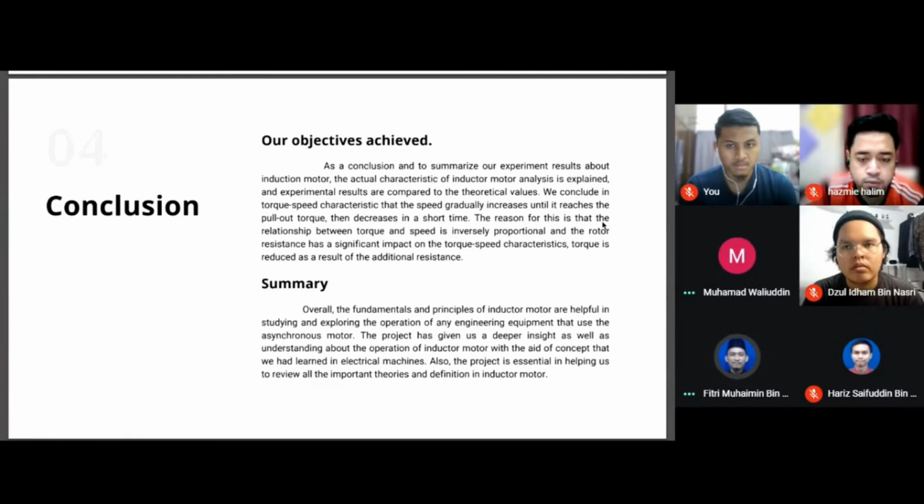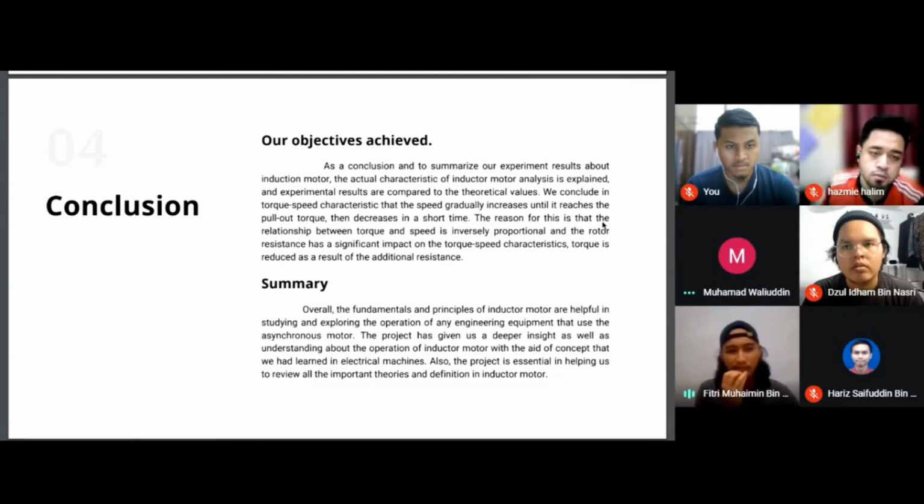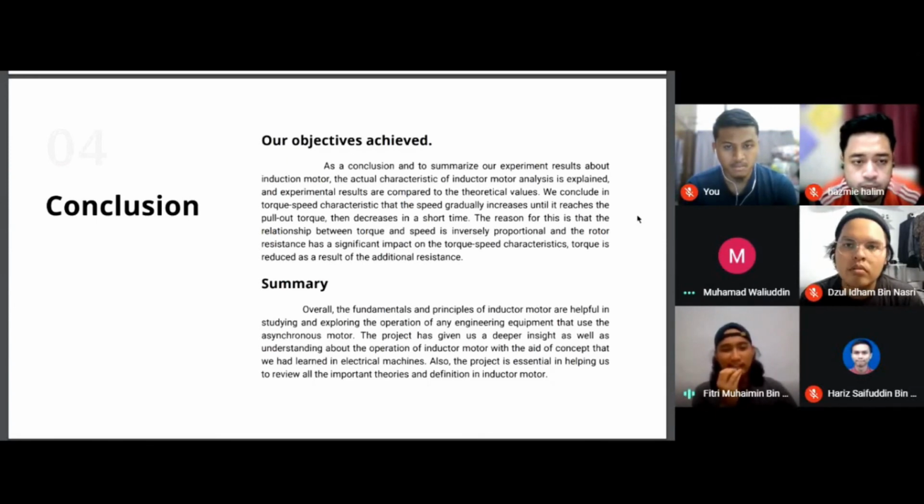So lastly, for the conclusion, overall, the fundamentals and principles of the induction motor are helpful in studying and exploring the operation of any engineering equipment that uses the synchronous motor. The project has given us a deeper insight as well as understanding about the operation of the induction motor, with the aid of the concepts that we learned in electrical machines. Also, the project is essential in helping us to review all the important theories and definitions of the induction motor.